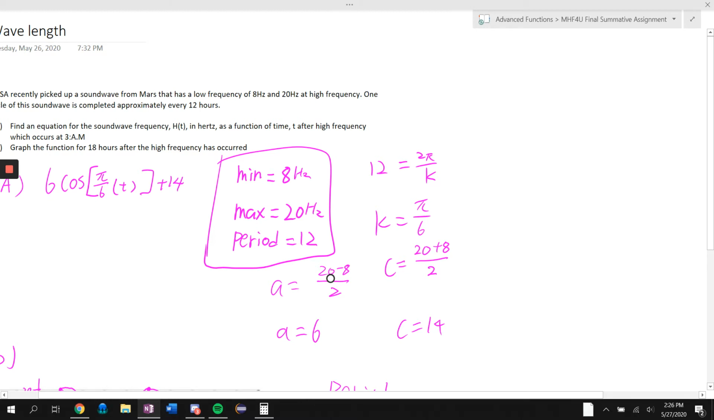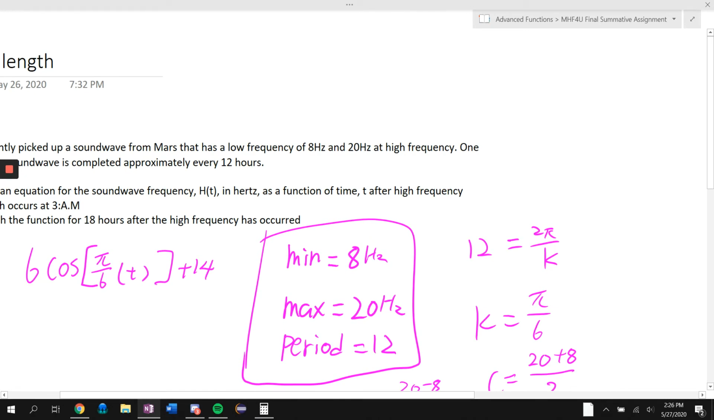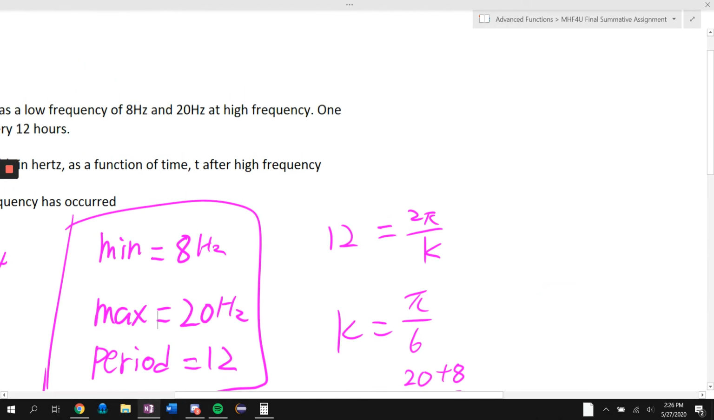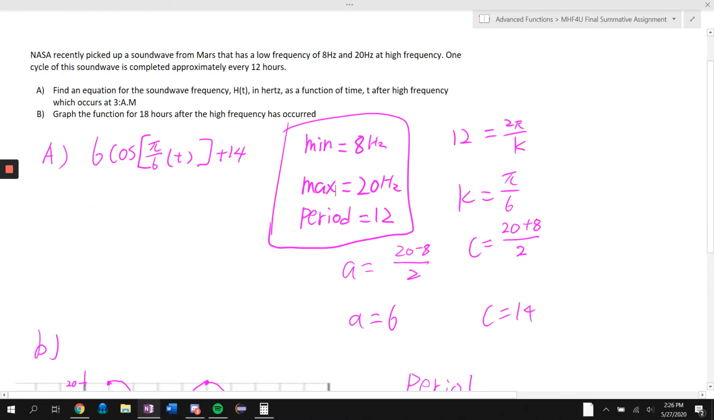And how do we find the k value? Well, we know that the period equals 2 pi over k, right? And if the period equals 12, then we can set up an equation right here. So 12 equals 2 pi over k. And using simple algebra, we can figure out that k equals pi over 6. To do that, all you have to do is swap the 12 and k, and simplify 2 pi over 12 to pi over 6. Simple.